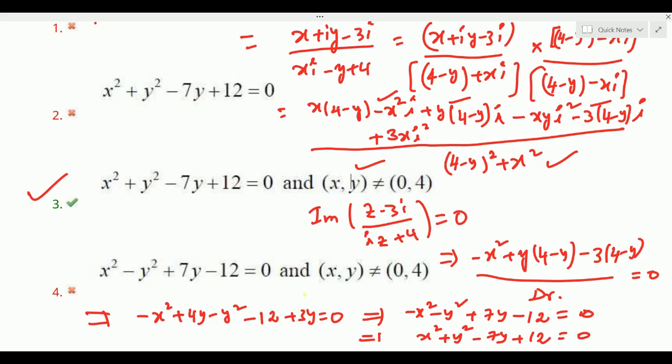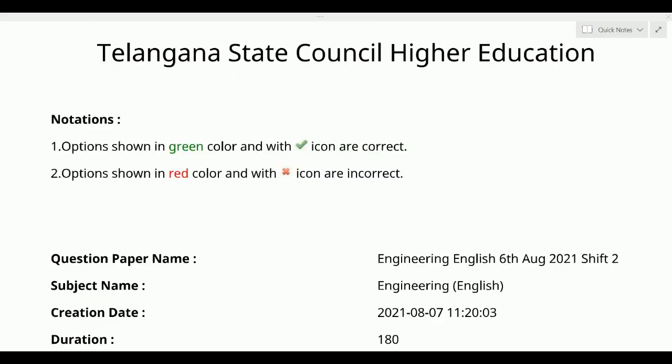These three questions are given in this shift. Now we will look forward to the last shift of this year. Now look at the questions which are in the 6th August shift 2. This is the last paper in this year. Now what are the questions from this paper? We will look forward, right?